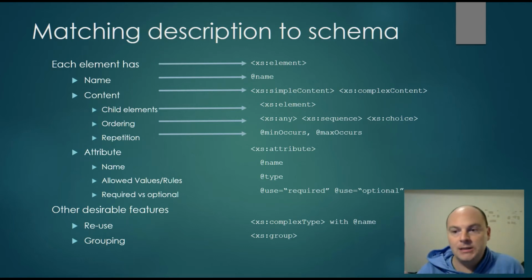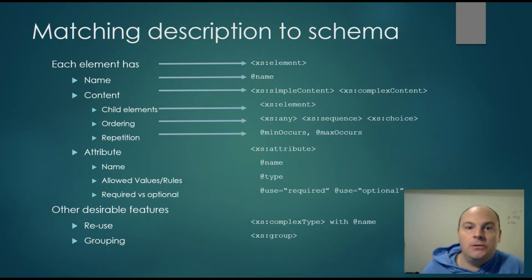You might say there must be at least 2 of these, for example. If you're building an algebra, the division must have exactly 2. It can't have 1. You can't divide 1 number. You have to divide 2 numbers. You also can't divide 3 numbers. You have to divide only 2. That's how division works. So the min and max occurs tell you the repetition of that particular element.